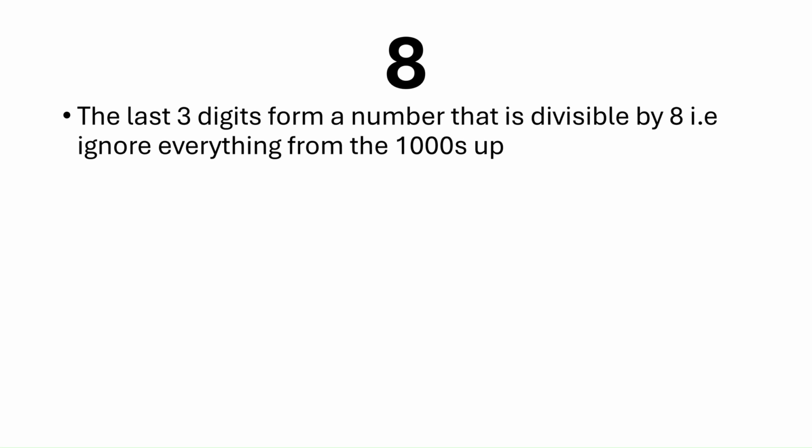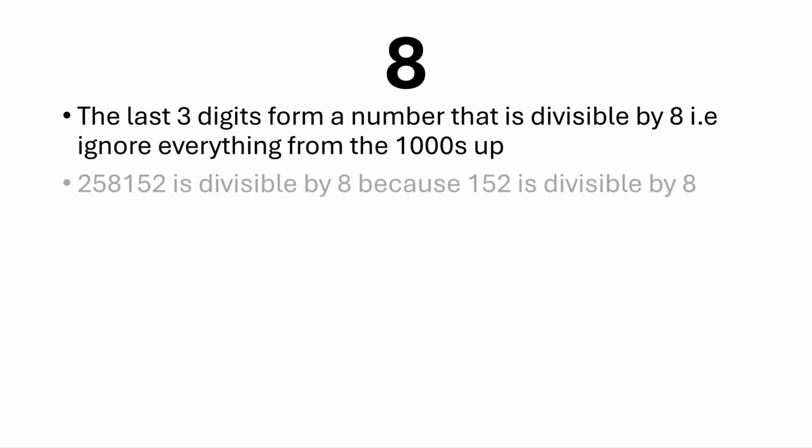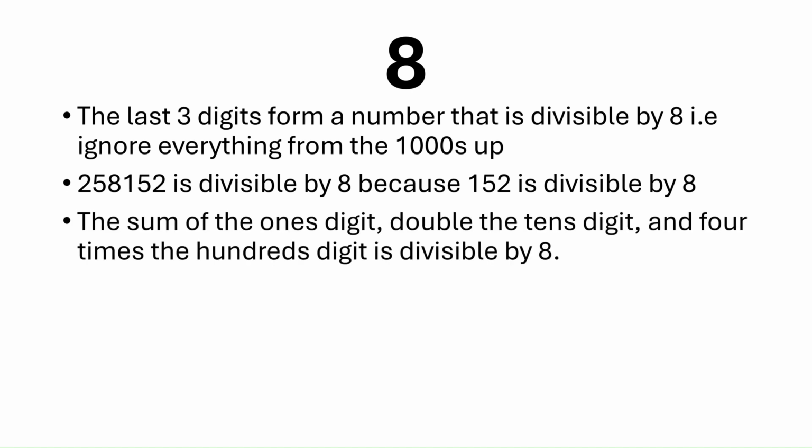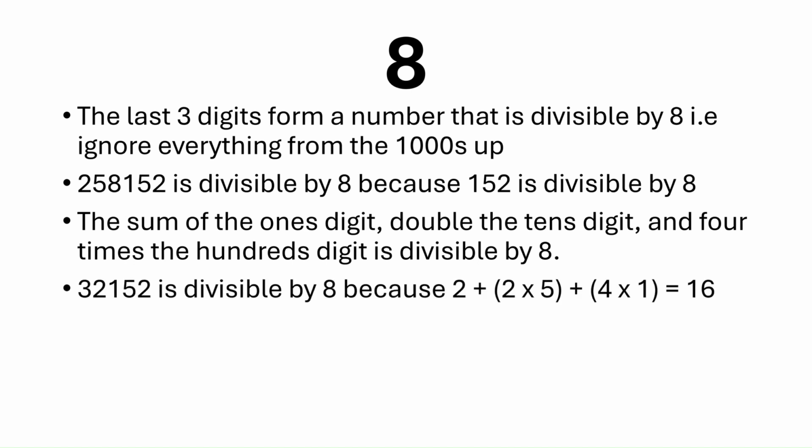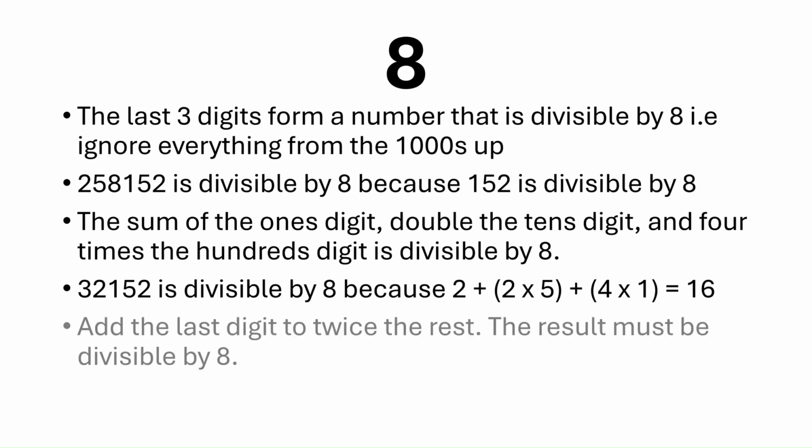1000s up. 258152 is divisible by 8 because 152 is divisible by 8. Alternatively, the sum of the 1's digit, double the 10's digit, and 4 times the 100's digit is divisible by 8. 32152 is divisible by 8 because 2 plus 2 by 5, plus 4 by 1, equals 16.